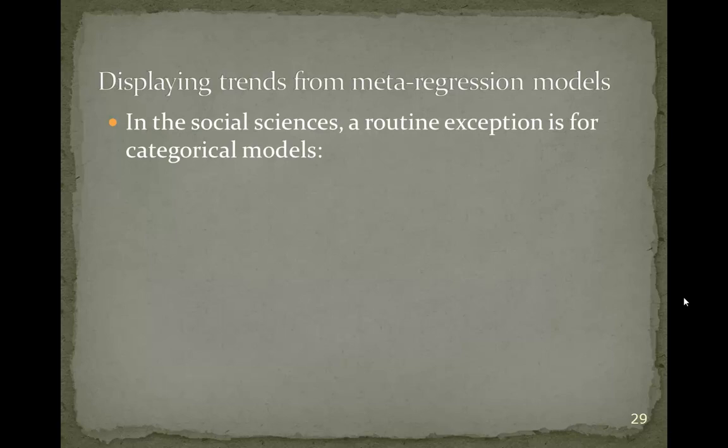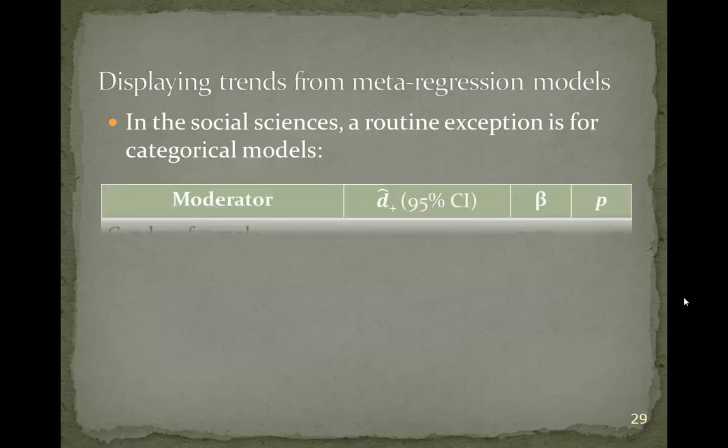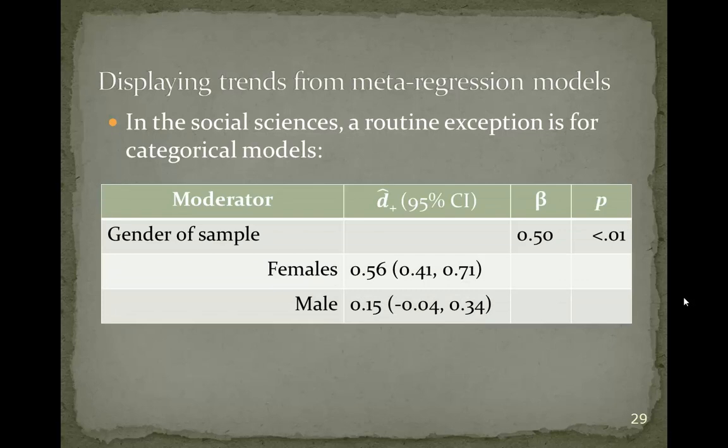Okay, in the social sciences, you routinely see an exception for categorical models, and this is actually a lot more informative. So if gender were the moderator, maybe we'd have the same beta weight value here and a p-value, and now we'd have separate estimates for interesting levels of the moderator. Females get a significant effect, it's fairly large, whereas males get a relatively small effect, and it's not significant. So why can't we do that with continuous variables as well, would be the question, and that's where this is heading.